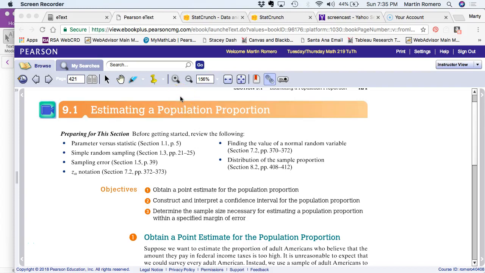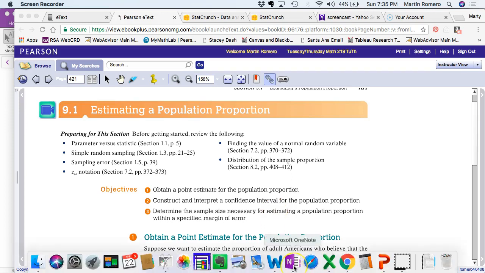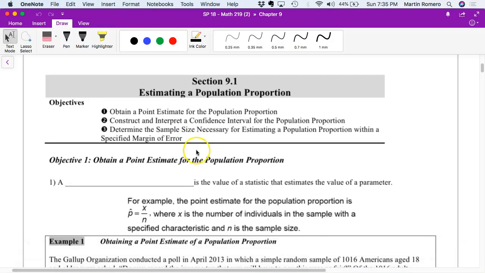This is the lecture for Chapter 9.1, Estimating a Population Proportion. Make sure you have your note sheets out. Your note sheet is where you're going to take your notes and get the examples down. And so we're looking at this note sheet here.